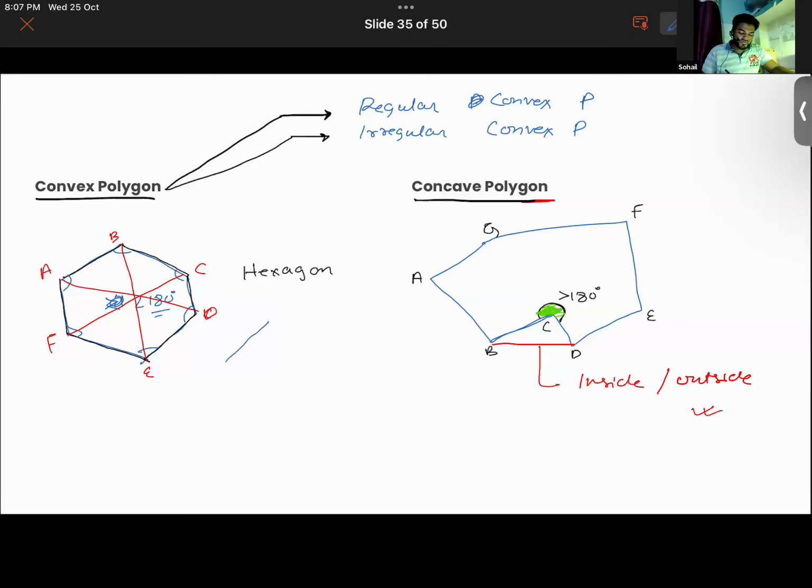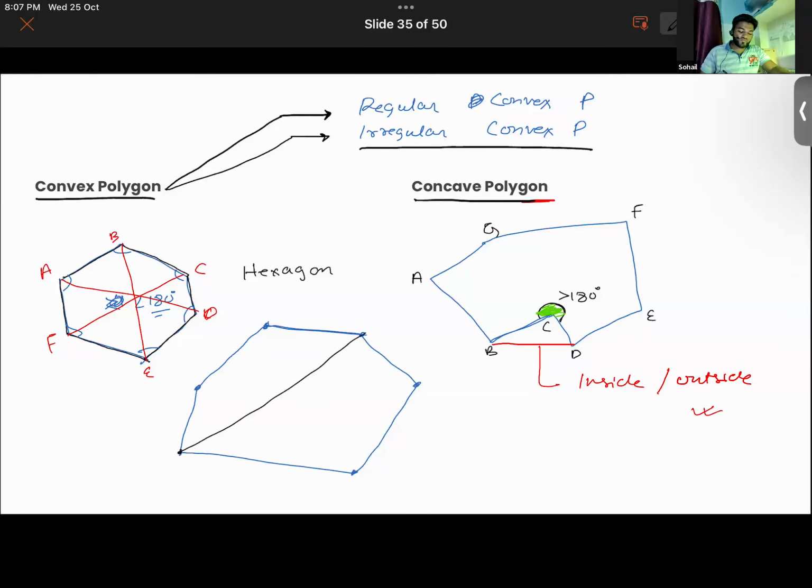But if I were to draw a hexagon like this, does that look like a regular hexagon? No, it's a hexagon but not a regular hexagon. So that is an irregular convex polygon. Why is it convex, not concave? Because all the interior angles are measuring less than 180 and the lines joining the opposite vertices are lying inside the figure.